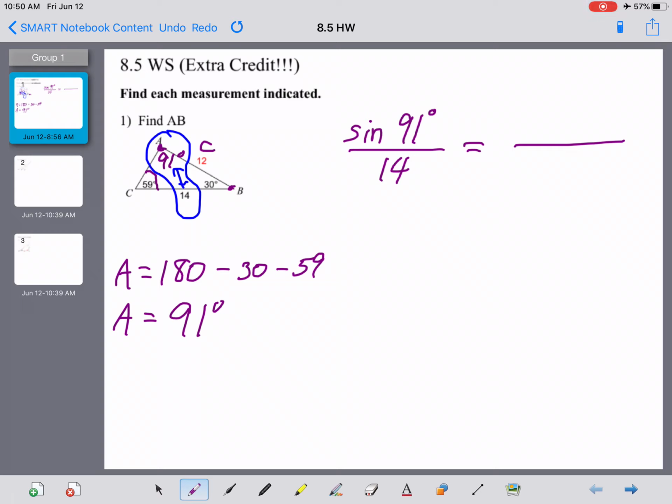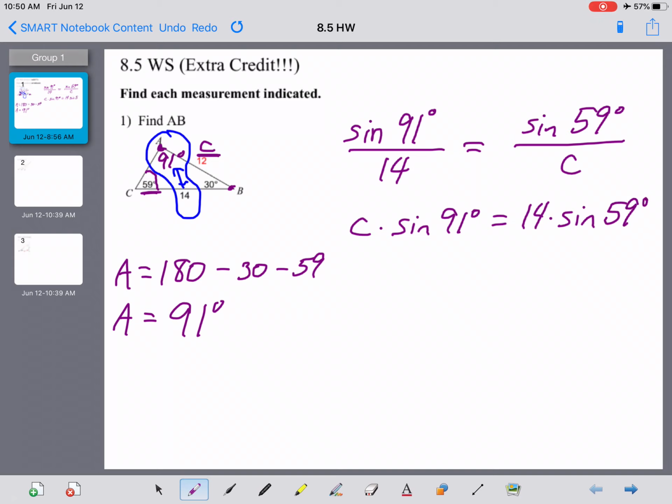Now over here on the other ratio, we could do the sine of angle B over little b, but we're interested in knowing the length of side C. So we're going to do the sine of angle C, which is 59 degrees, divided by the length of its opposite side, which is little c. And there's our proportion. Now from here we cross multiply. The c gets multiplied by the sine of 91 degrees, and that equals 14 times the sine of 59 degrees.